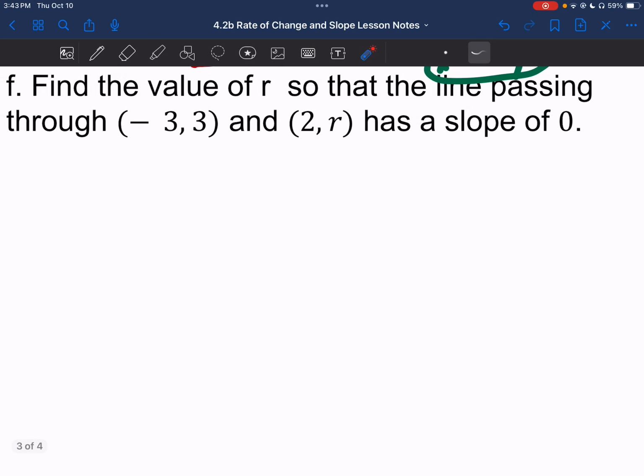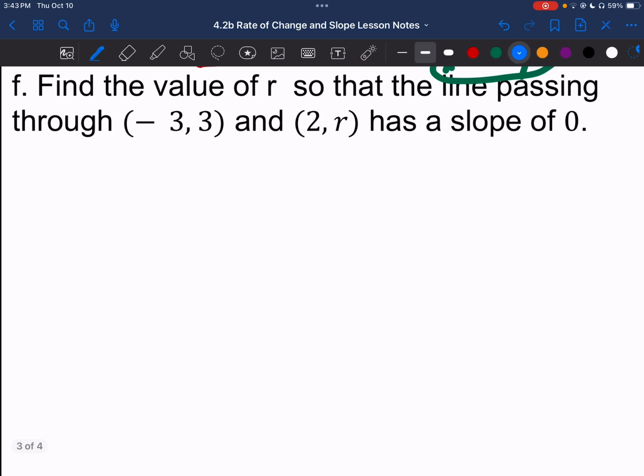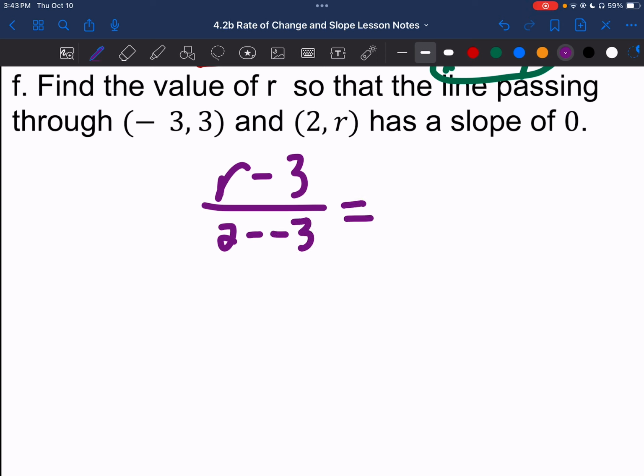All right, letter F. We are now finding a point for a slope of 0. So I set up my left side, r minus 3 over 2 minus negative 3. And if it's going to be a slope of 0, I know I have 0 in my numerator.